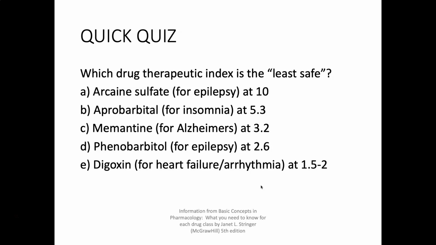I'm hoping you pick digoxin because it has the lowest therapeutic index, therefore it's least safe. It's the one that has to be monitored the most closely and it has a very tight range of what you can give before it goes from therapeutic to toxic to lethal.